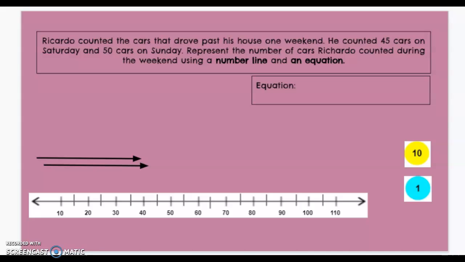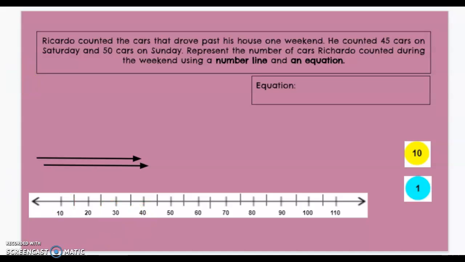Okay, let's look at this problem. Ricardo counted the cars that drove past his house one weekend. He counted 45 cars on Saturday and 50 cars on Sunday. Represent the number of cars Ricardo counted during the week using a number line and an equation.